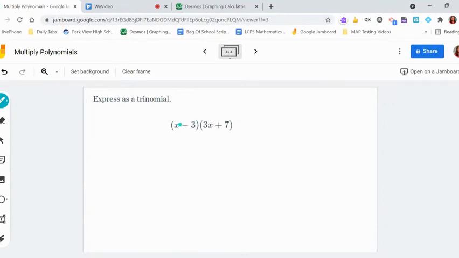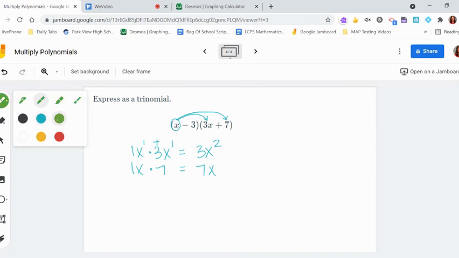Again, I'm going to double distribute since I have two terms here. So I'm going to take x and multiply it by 3x and 7. So x times 3x and x times 7. There's an invisible 1 here if that helps you. 1 times 3 is 3. X, again, invisible 1's here. I'm going to add them. 1x times 7, 1 times 7 is 7, and there's an x that's coming along for the ride. So that's my first part of the double distribute.